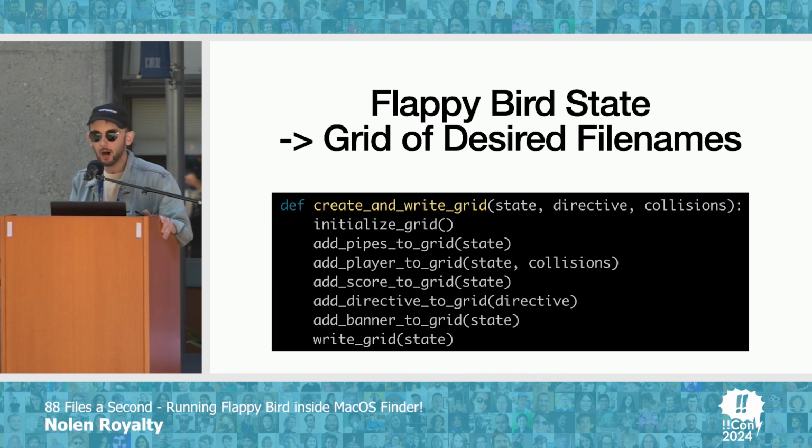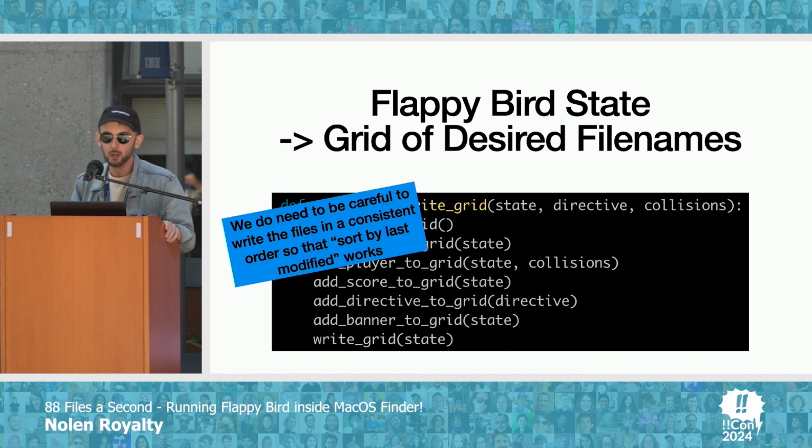So finally, we need a function that goes from the state of our game at any one point to all of the file names that we want to draw to the screen. I'm not going to spend very much time on that because I just don't have enough time to go into it. One thing to call out is that we have to be careful to write those files in a consistent order so that they appear to the user in a consistent order, since I'm sorting by date last modified.